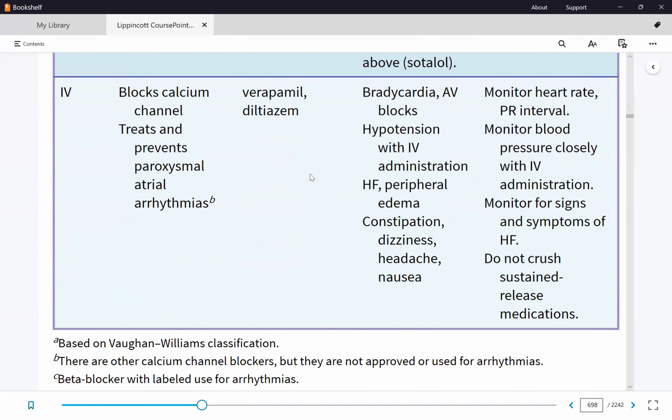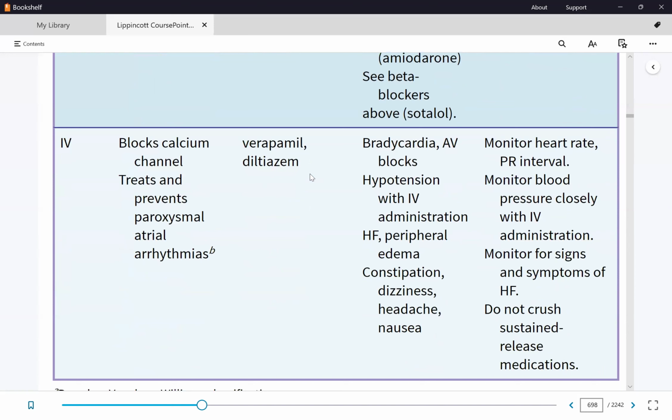Okay. So if you look at class 4, you're familiar with calcium channel blockers, yeah? Now, the DHP calcium channel blockers end in -dipine: nifedipine, amlodipine, nicardipine. These two are non-DHPs. These are the only two calcium channel blockers used for dysrhythmias. The DHP ones that end in -dipine are useless against arrhythmias. They're only used for hypertension. So these two are the only ones used for arrhythmias.